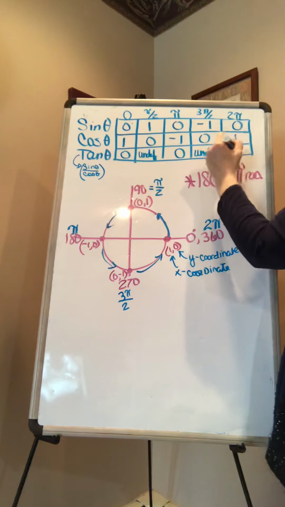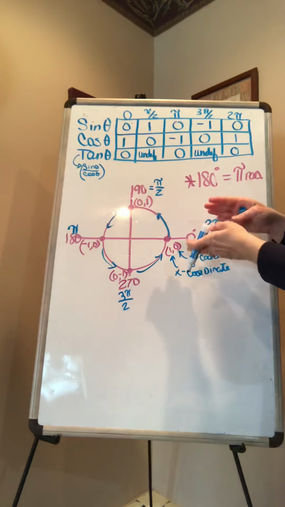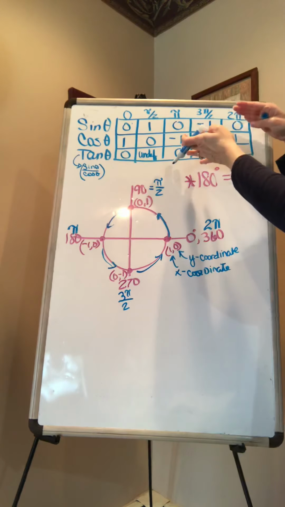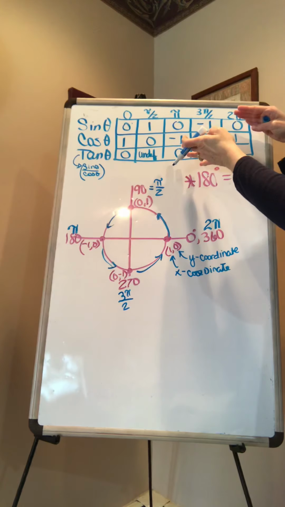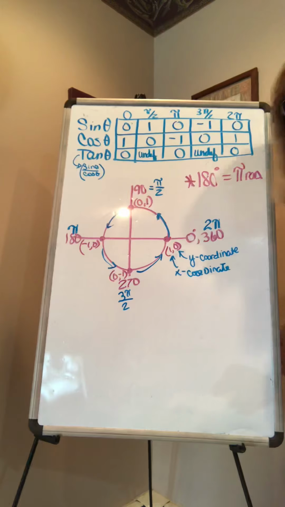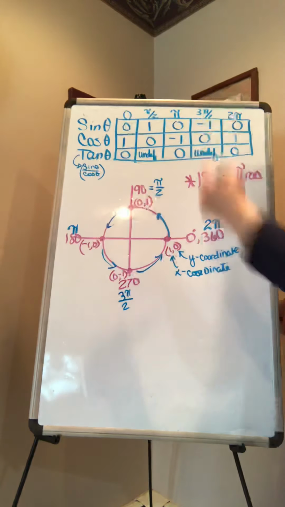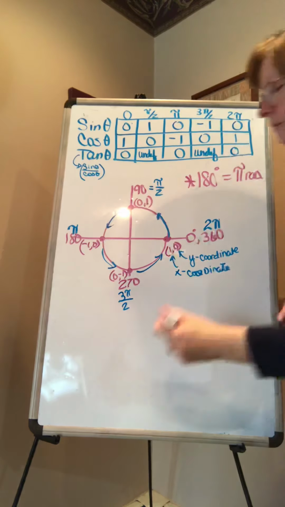And then we're back to 0. So tangents, very different. But let's now see how the unit circle and the angles, what they equal for sine and cosine, look like on a graph. Now, when you make a graph, we're just going to make a graph from 0 to 2 pi. We're going to follow the table.